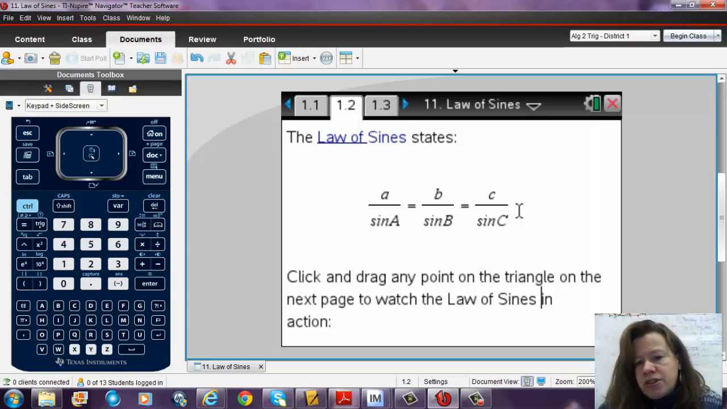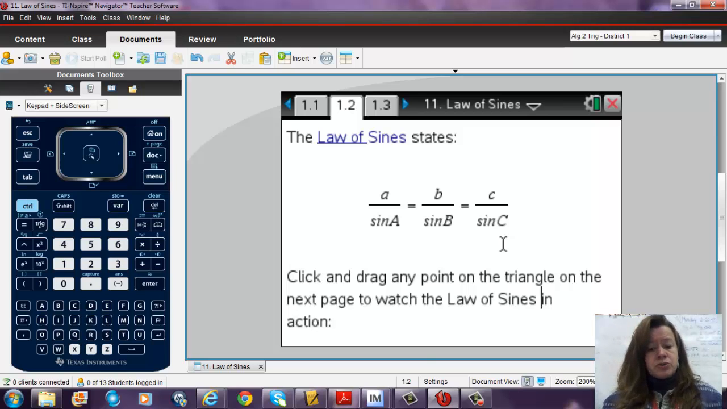You can't always use the law of sines. Notice with the law of sines we have more angle information and less side information, and those are the decisions we'll have to make at the end of the unit when we have to decide which formula to use. But today it's always going to be the law of sines.